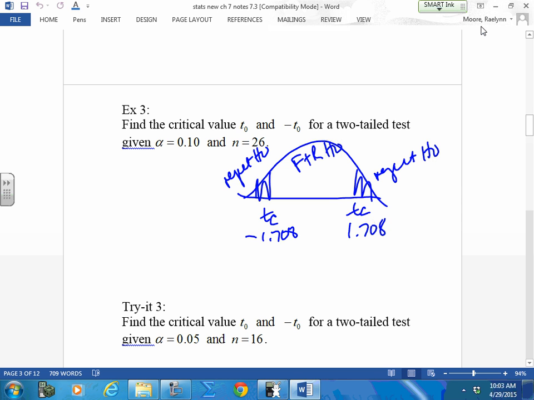That's why I'm saying the table is so much easier. You look up degrees of freedom, say which tail you are. If it's on the negative side, it's a negative value. A positive side, it's a positive value. But if it's a one-tail test, we don't have to divide it. No, you don't have to divide it at all.